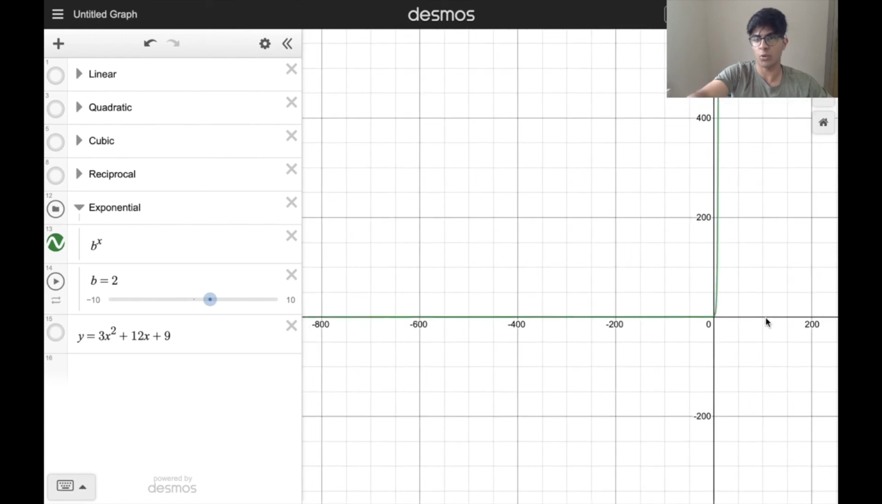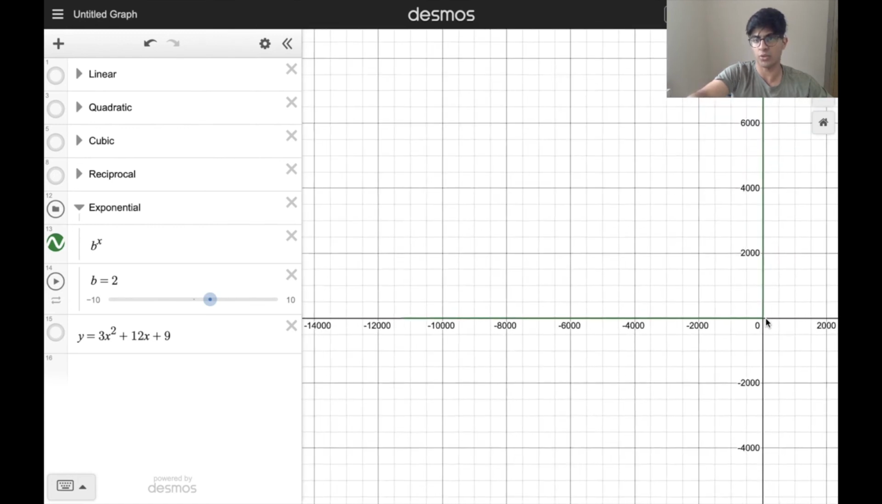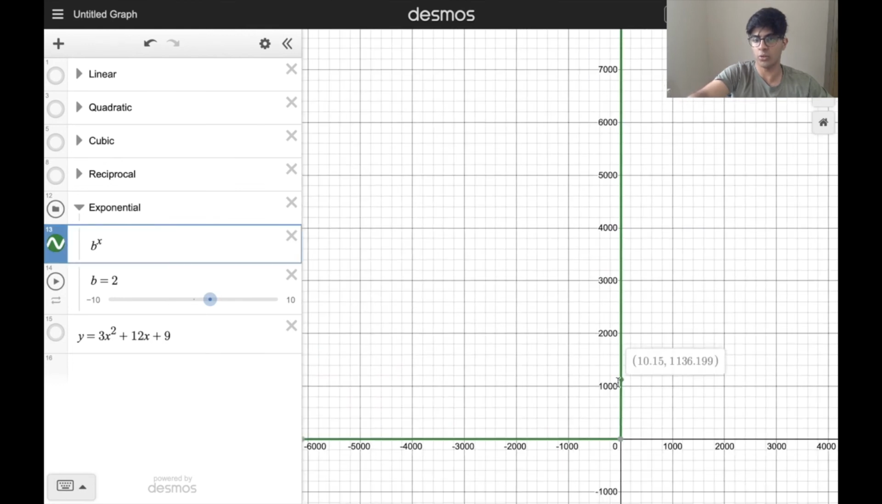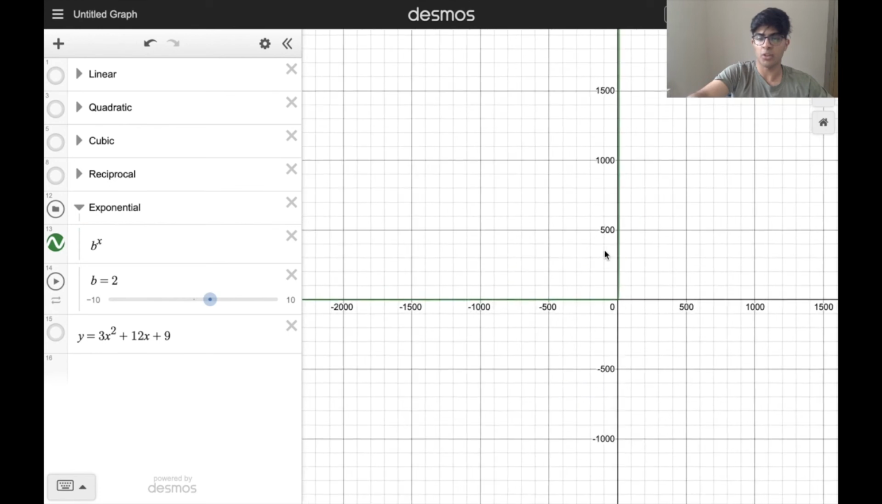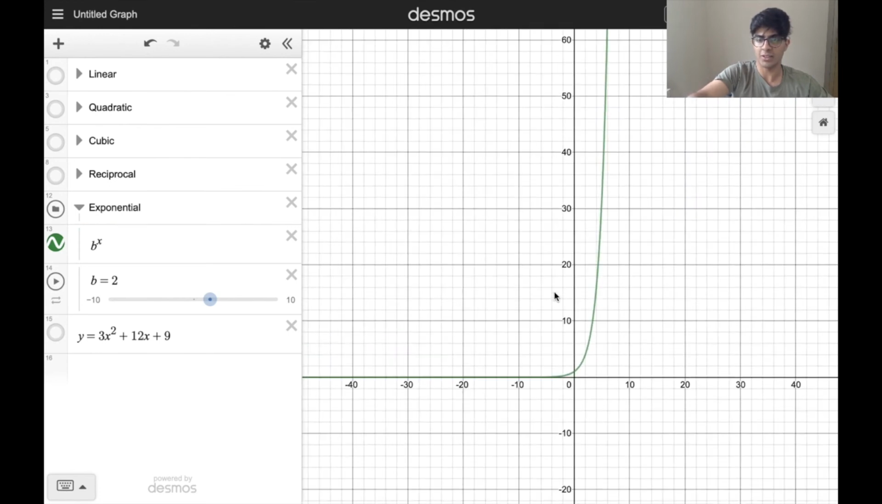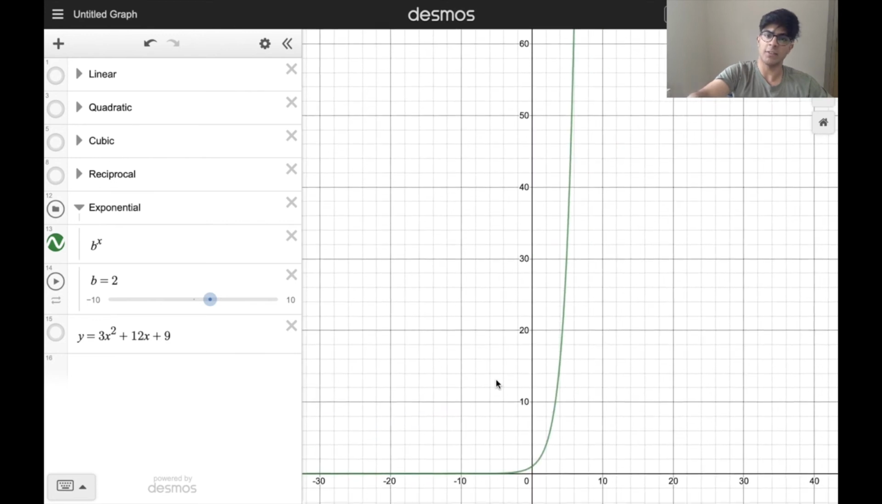We can't even see what 2 to the 100 is, for example. We have to zoom out so far. The more we zoom out, the more obvious it becomes how quickly it grows. But in most cases, you'll see a zoomed-in version of something like this. So if you can see it growing at a really quick rate, it's probably exponential.